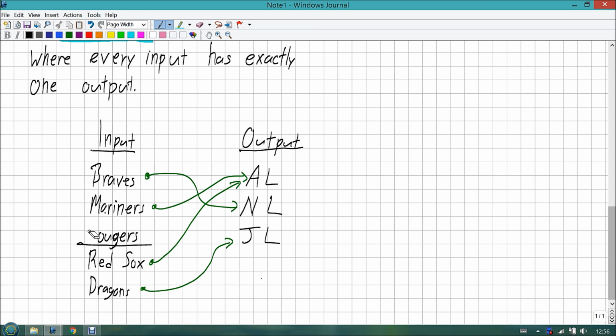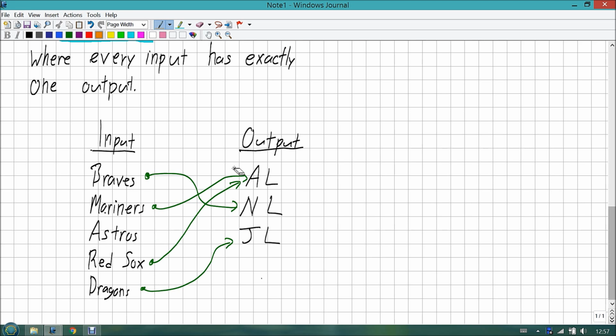So no, that's not a function. Now, let's replace the Cougars with the Houston Astros. Now, up until recently, the Astros were part of the National League. However, about 2 or 3 seasons ago, they were transferred over to the American League. Now, is this a function? Again, no, because the Astros have 2 outputs for 1 input. So that doesn't quite work out.